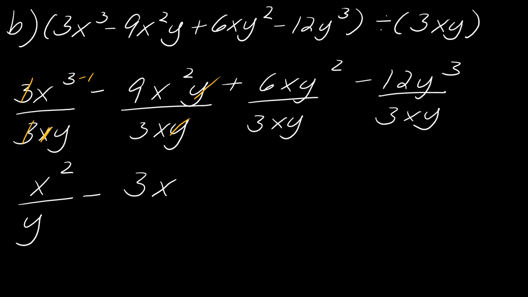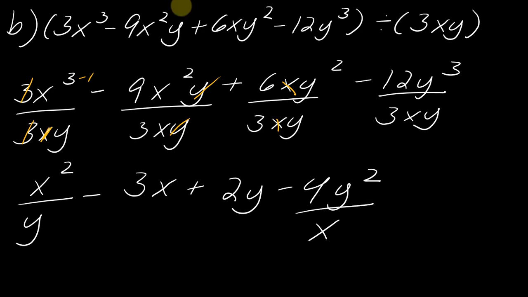For the next one, 6 divided by 3 is 2. These x's drop out, and then I'm just left with this y. And then for this last one, 12 divided by 3 is 4. And then we've got y squared over x. So the x can't cancel out with anything. So this one actually leaves us with something that's no longer a polynomial, but we did do the division, so we got the job done.